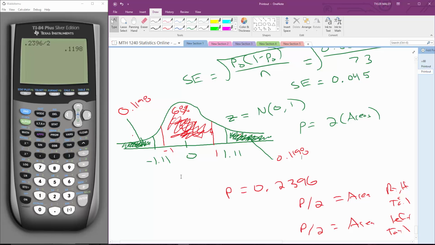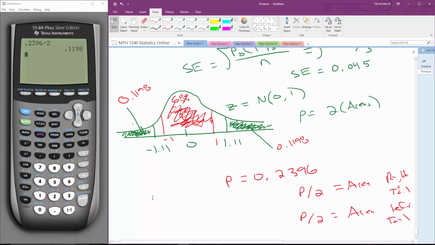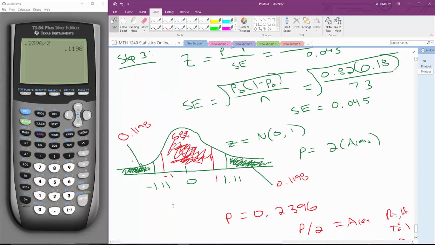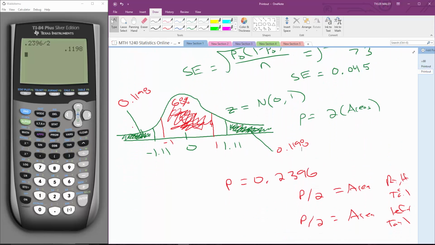All right, so if we were doing this in R, you know what we would type in. So let me pull up R.